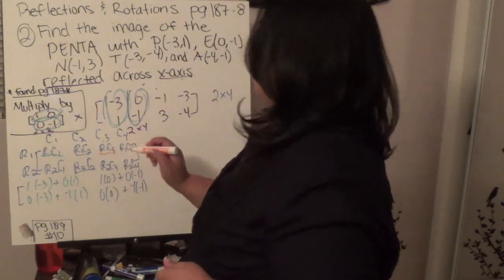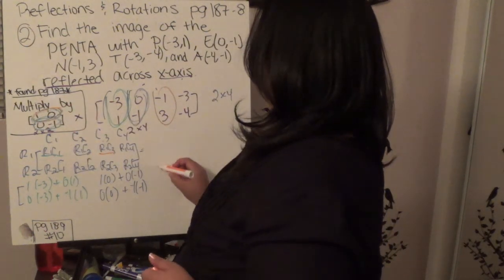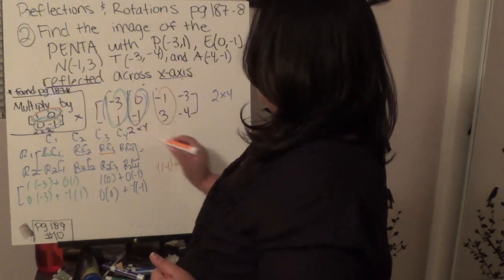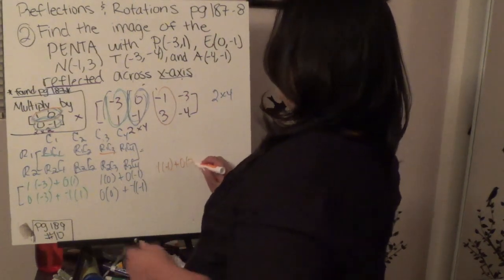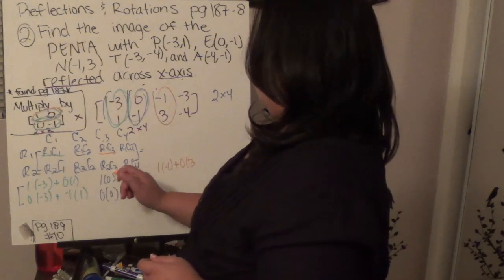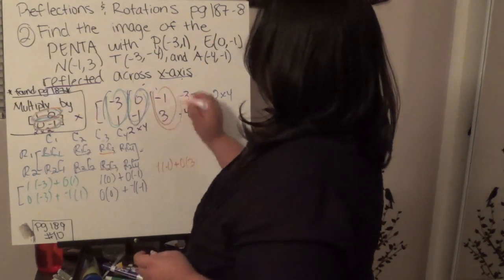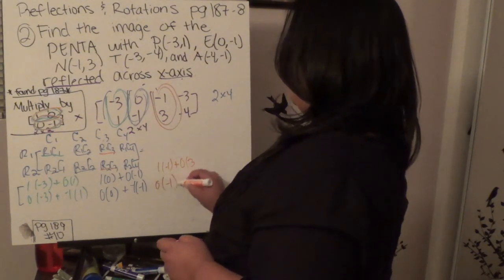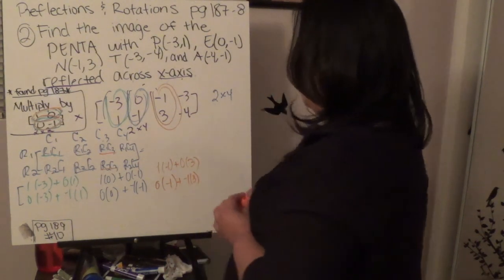Next one, row 1, column 3. So row 1, column 3, we have 1 times negative 1 plus 0 times negative, no, sorry, 0 times 3. We have row 2, column 3. So row 2, column 3. We have 0 times negative 1 plus negative 1 times 3.